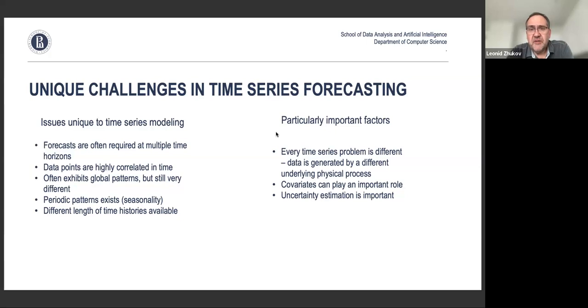Some factors to keep in mind: each time series looks like a time series, but it has been generated by a very different underlying physical process. If you think about a sound wave versus electricity versus demand, or stock price, these are very different physical processes that generate those time series. So though they're all time series, they'll be very different, and some methods that work for one time series will not necessarily work for another.